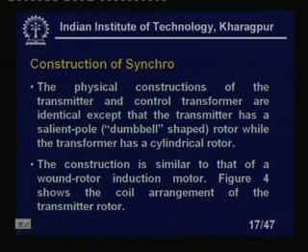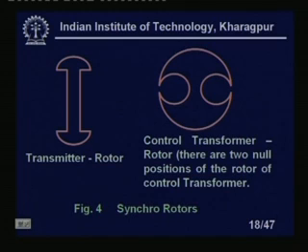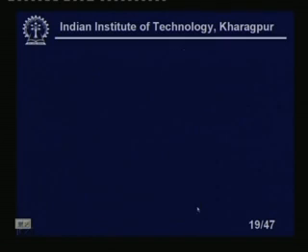The construction is similar to that of a wound rotor induction motor, and figure 4 shows the coil arrangement of the transmitter rotor. See, this is the coil arrangement of the transmitter rotor and this is the control transformer rotor. There are two null positions of the rotor of the control transformer. This is the synchro rotor construction. You see, this is dumbbell shape, whereas this is cylindrical shape. Why this is cylindrical shape? Dumbbell shape I have already defined, and why it is cylindrical, that I will explain after a few minutes.